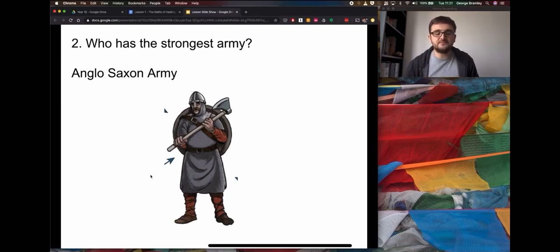Also, they had the limitation that their men, as we've already mentioned, would have been very tired from the long march north, 300 kilometres to Stamford Bridge. They were tired from the battle, and they were very tired that they then had to march south again.